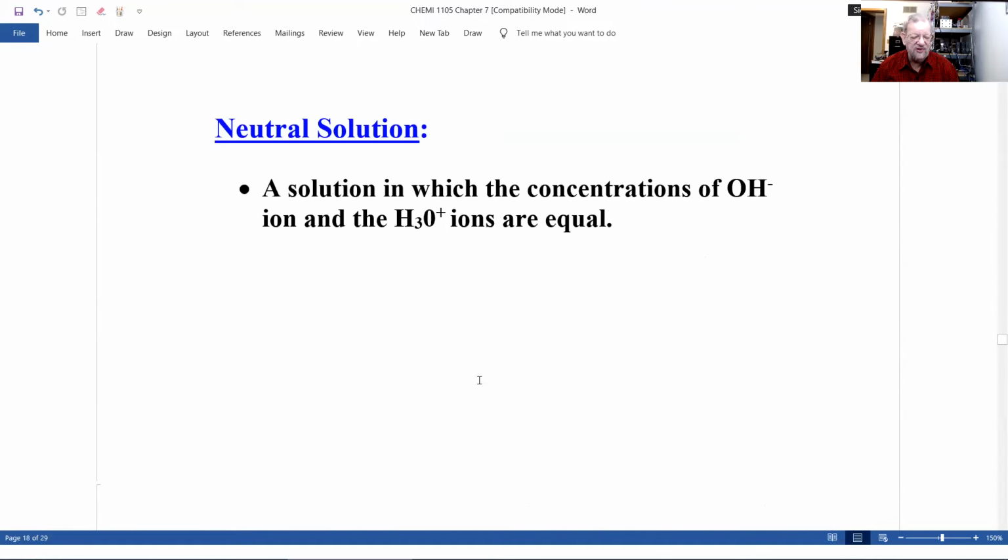Now, a neutral solution is when the hydronium ion concentration is equal to the hydroxide ion concentration. And if you had ultra, I'll say it again, ultra pure water, this would be true, which you can't get your hands on. But if you did, that's what it would be.